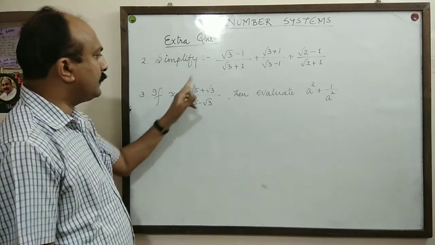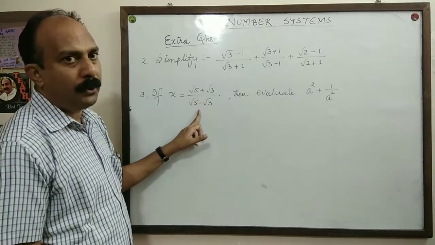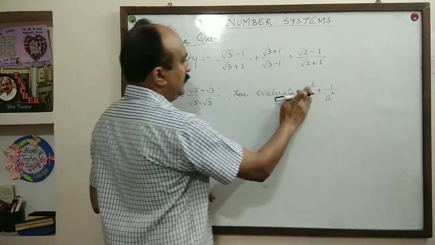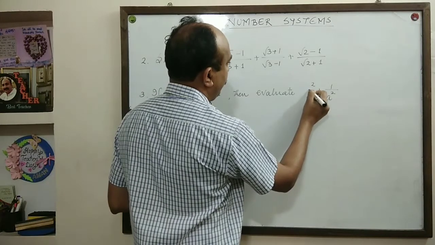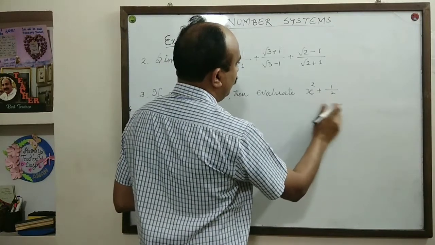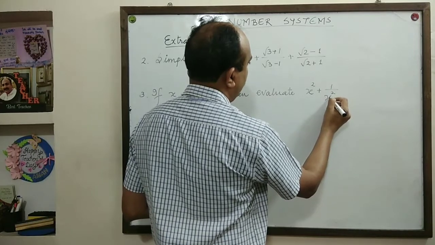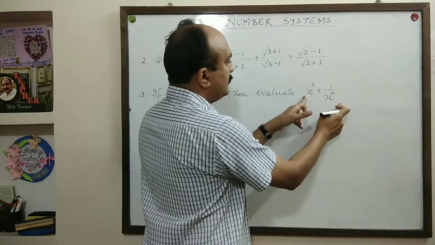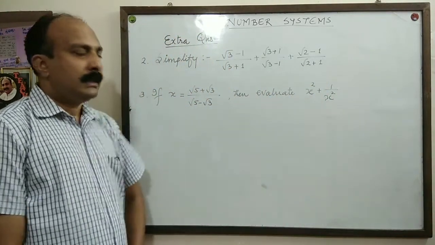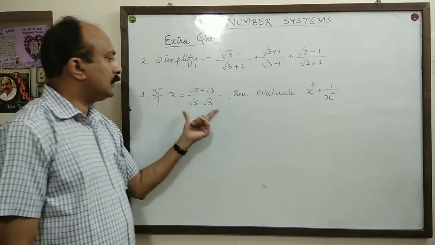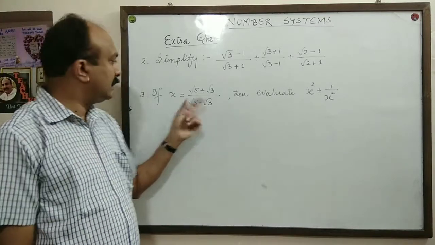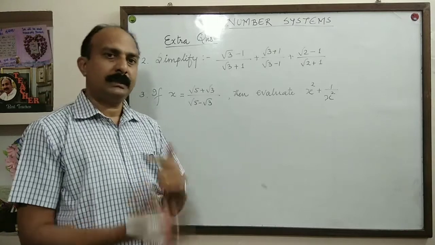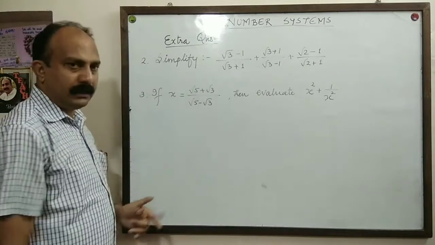If x is equal to root 5 plus root 3 upon root 5 minus root 3, then evaluate x square plus 1 upon x square. If x is equal to this, find the value of x square plus 1 upon x square. This is also related to rationalizing the denominator. If this is x, then what will be 1 upon x? Reciprocal of it. Okay, let me solve this question.